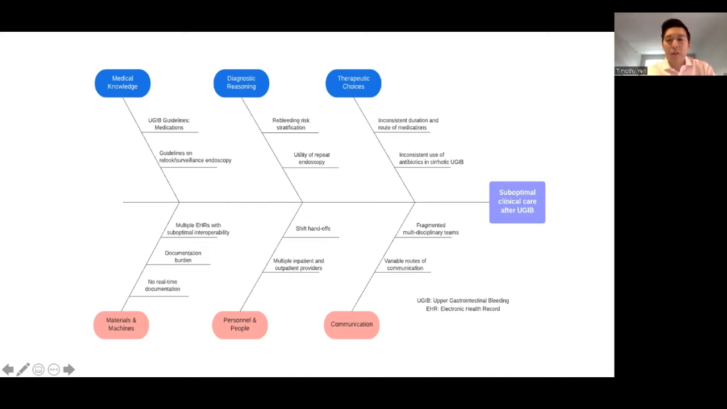Now, the bottom three categories of contributing factors are 1, materials and machines, 2, personnel and people, and 3, communication. The first one is really what I focused on, and that really has to do with a lot of the electronic medical record. So number 1, in gastroenterology, in many places, including here at Colorado, we have multiple electronic health records. We have one for clinical care, EPIC, and we have another one specifically for endoscopy. Here it's called Provation.